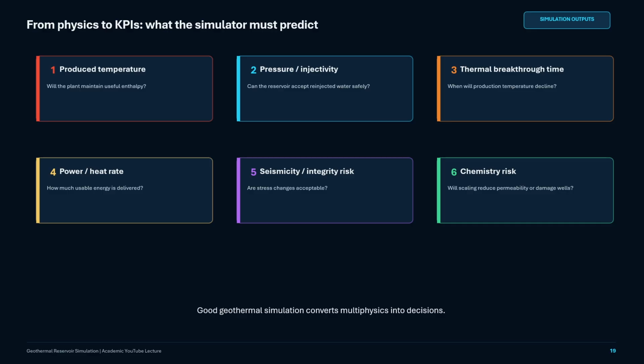For example, a temperature map helps us understand thermal sweep. A pressure map helps us design safe injection. A risk map helps us decide whether a rate schedule is acceptable. Good geothermal simulation therefore converts complex subsurface physics into clear operational KPIs.